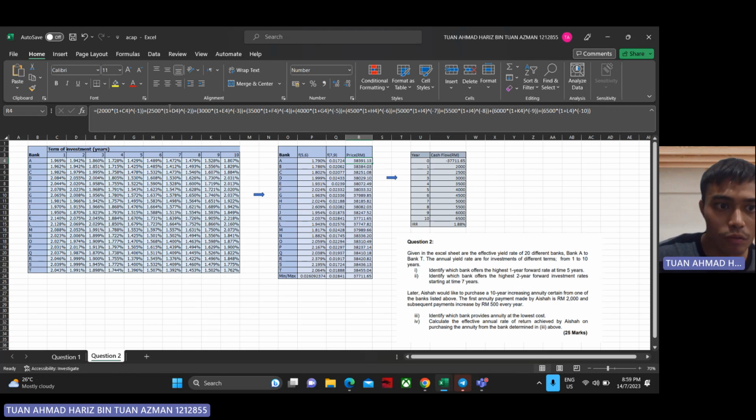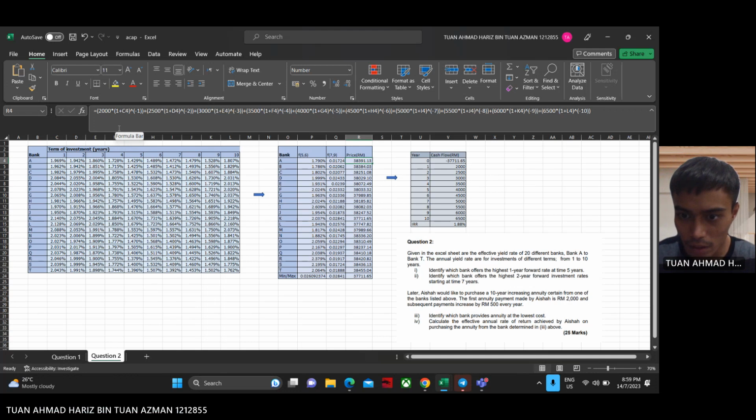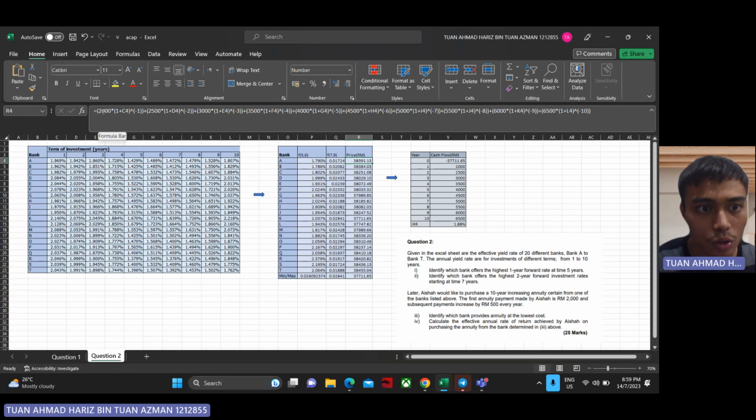Okay, and then for the first year we calculate by taking the annuity payment made, which is 2,000, and multiply with, in the bracket, 1 plus spot rate 1, which is 1.969, and then close bracket to the power of negative 1, because 2,000 V1. And then we have to add 2,500 because of the increase. We have to add 500, plus 500, until the 10th year.